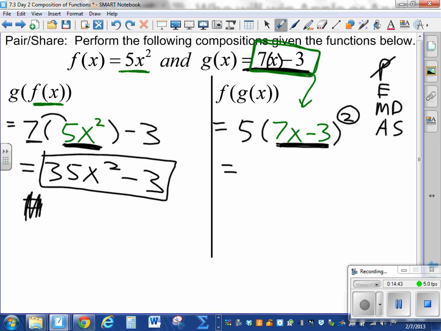Be careful, do not do this. Do not write this down. Do not distribute the 2 like that. That is the most common mistake I see. That is a binomial. You cannot just distribute a 2 when you have a binomial like that. So what you need to do is actually write this out as a 7x minus 3 times another 7x minus 3.